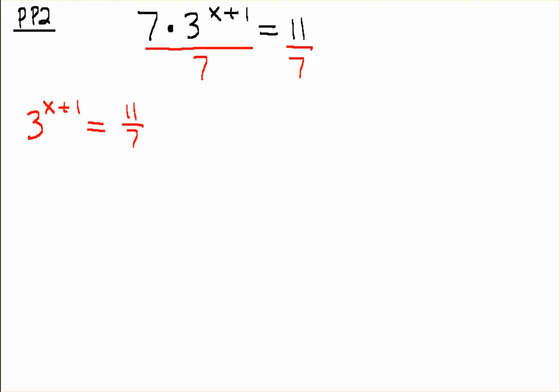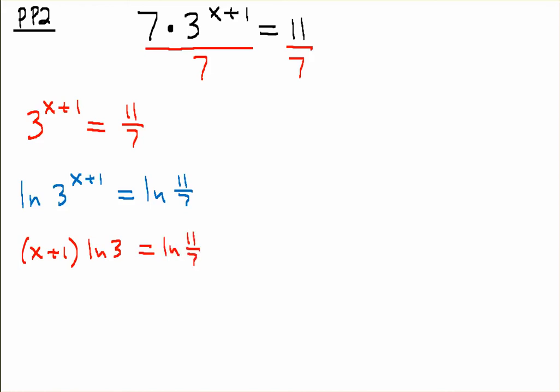All right, but we've got that x stuck in the exponent there. That's the problem. So let's take ln of both sides. So ln of 3 to the x plus 1 and ln of 11 sevenths. All right, got this little rule called the power rule. Very important. Look at this, x plus 1 now gets to become the multiplier in front: x plus 1 times ln of 3 equal to ln of 11 sevenths. So we're good there.